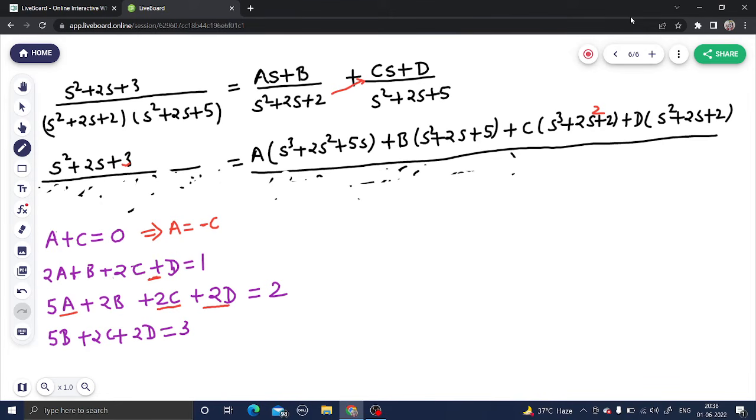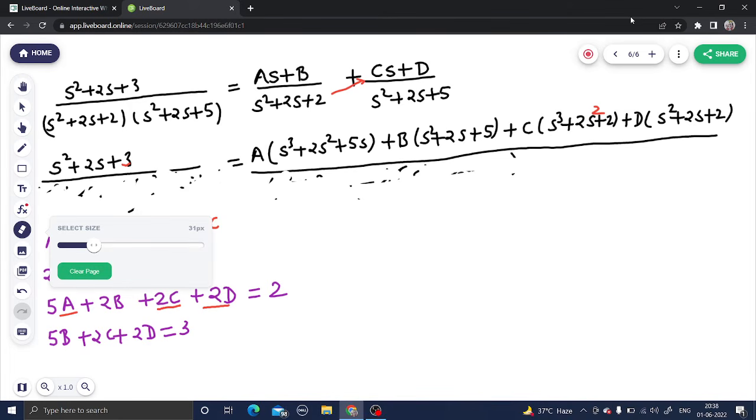So the first equation is A plus C is 0, second equation is 2A plus B plus 2C plus D equals 1. Third equation, 5A plus 2B plus 2C plus 2D equals 2. Fourth equation, which again would be incorrect because we made some changes.